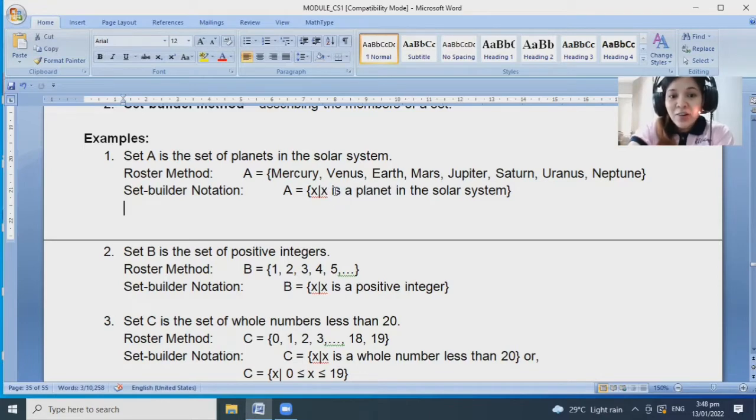Kasi yung x dito, katumbas niya yung bawat planet sa solar system, isa-isa. So dapat laging gagamitin ninyo is hindi pwedeng "are the planets." Wrong. Okay? So laging singular.